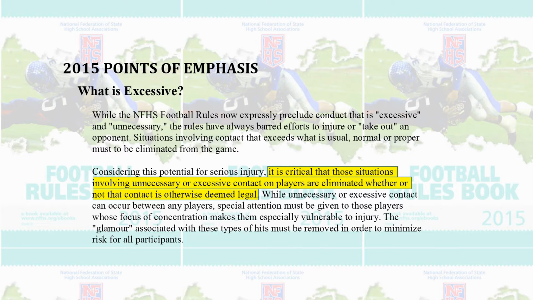In other words, a hit that would bring a runner down, a legal hit, could be deemed illegal against a defenseless player. A block that would be deemed legal against a non-defenseless player could be deemed illegal against a defenseless player. Read on. While unnecessary or excessive contact can occur between any players, special attention must be given to those players whose focus of concentration makes them especially vulnerable to injury. Where have we heard that before?